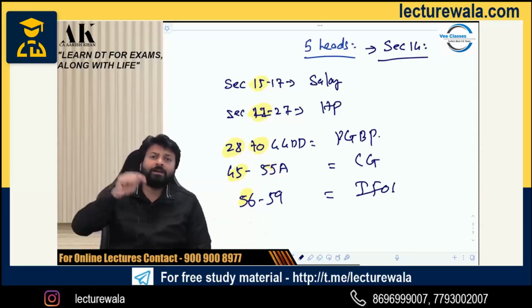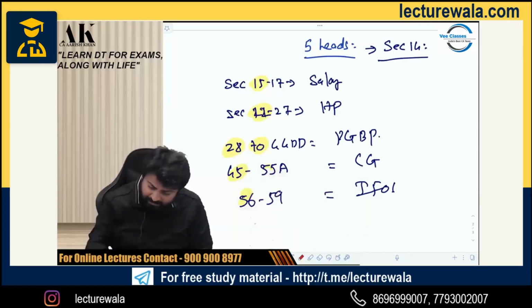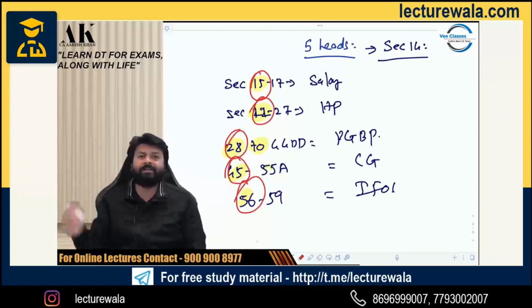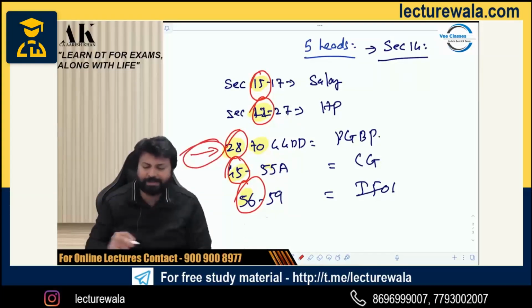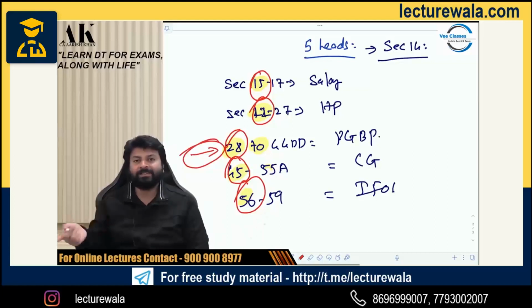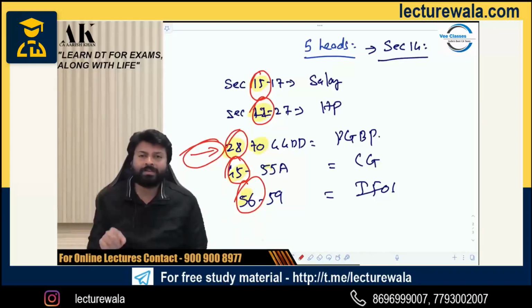So, when will you come under which head? That depends upon what? The first section of every head. The first section of every head tells you when you will come under that head. Similarly, when will you come under PGBP, that is written under section 28. When will you come under capital gains, that is written under section 45. When will you come under IFOS, that is written under section 56.